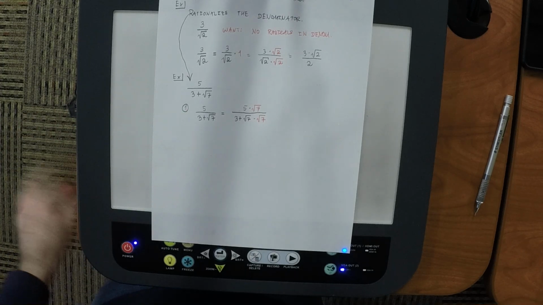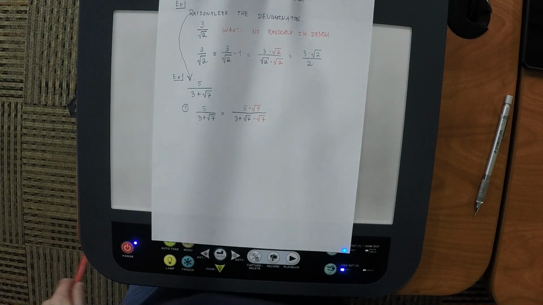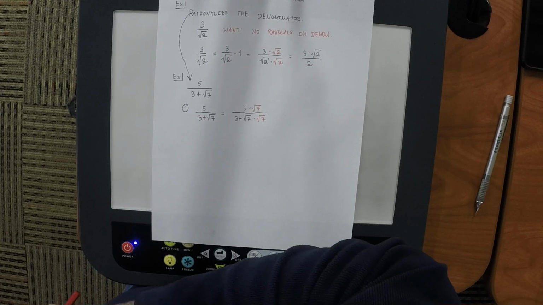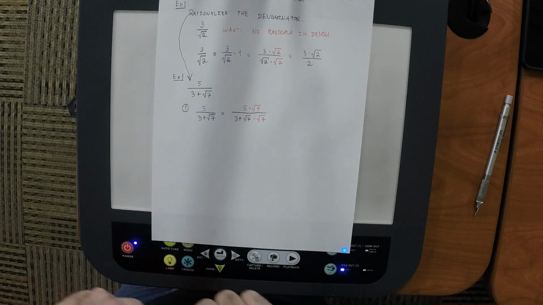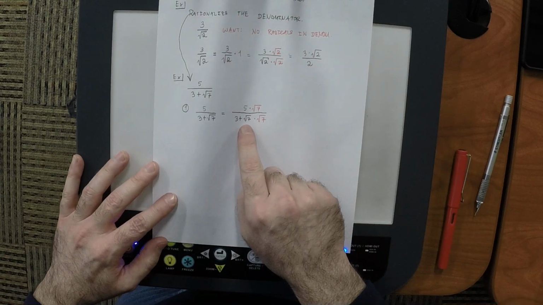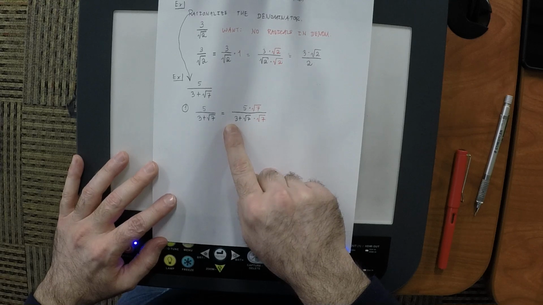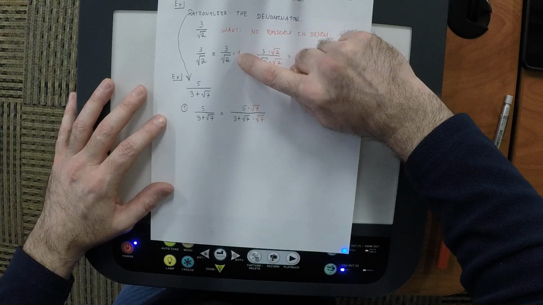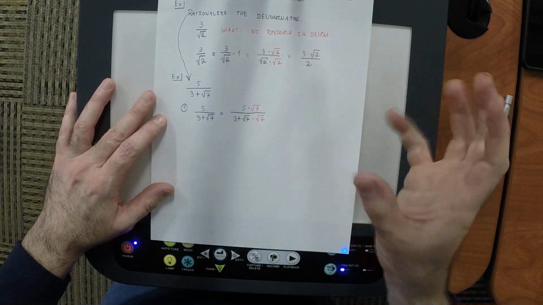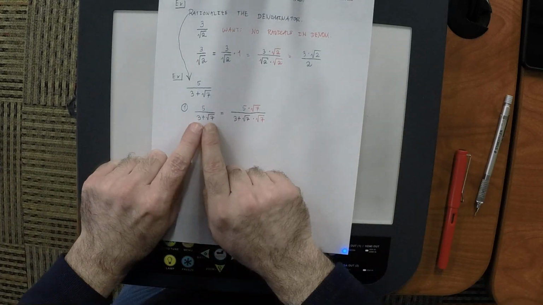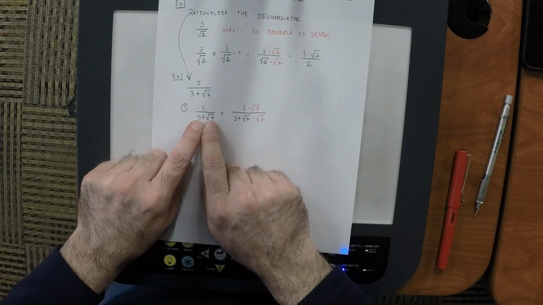But this is incorrect. Now, what's incorrect about it? In this version, you would need to distribute the square root of 7 to the square root of 7, but also to the 3. Right. Because to make it right, this has to be 1. And so whatever you're doing to the denominator, you must also do to the numerator. Now, the denominator is all of that. It's 3 plus the square root of 7.